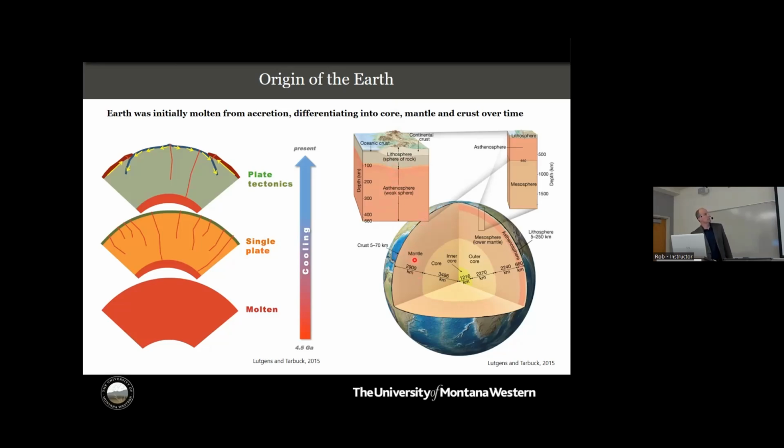As you go at depth, the mantle of the Earth goes down until it hits the outer core, which is liquid, and then the inner core, which is solid, which are going to be less important in our story.